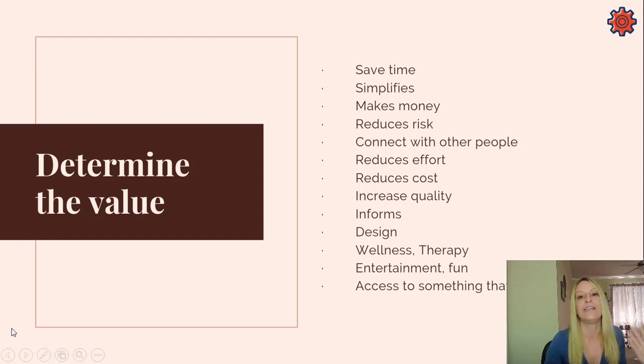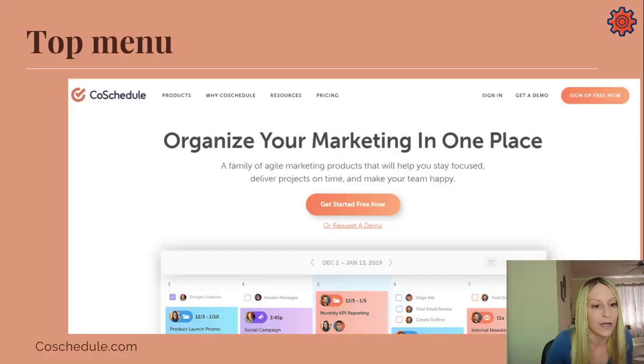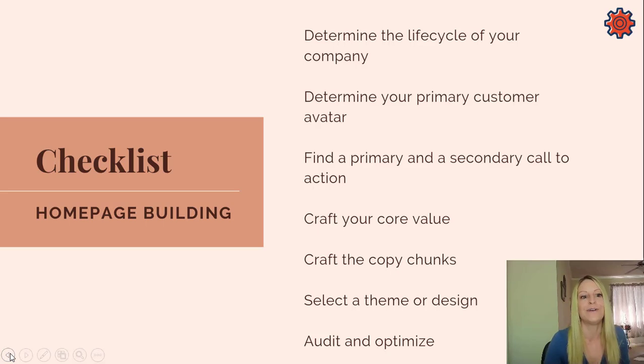So these are the things that people think are valuable, and you have to find a few for your homepage. So what is your product value? Is it save time? Is it reduce effort? Why is it valuable to your customers? And you're going to use it on your homepage.